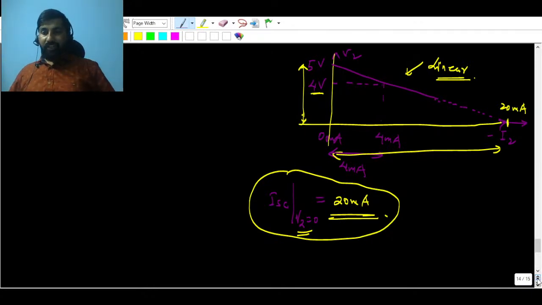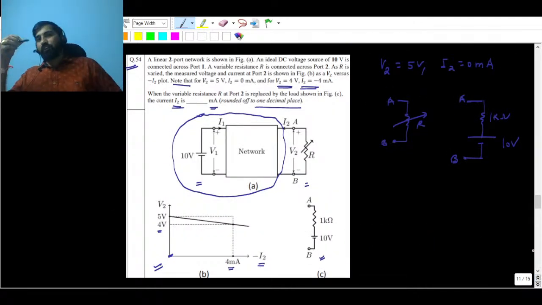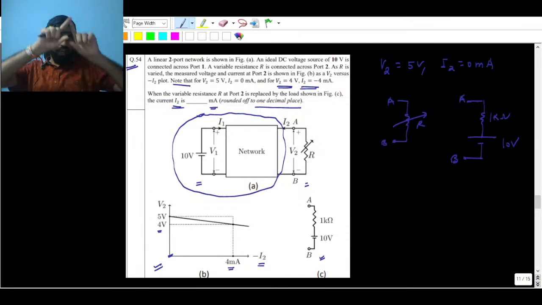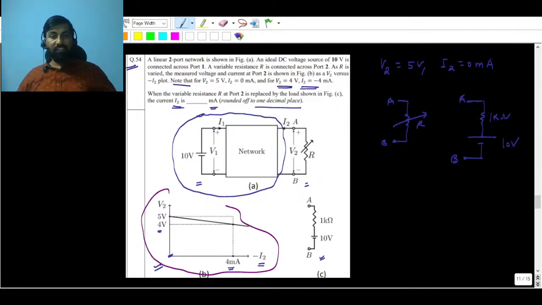So the trick here is what? The trick here is, first of all, you must understand that if you're looking back at the network, the entire network you must be able to replace with the help of VTH and RTH. How to calculate VTH and RTH? From this linear plot you must understand, because they have given the linear relationship between V2 and I2. Whatever changes you are making here, if you want to make this voltage completely zero, you will have to make current I2 equal to what?